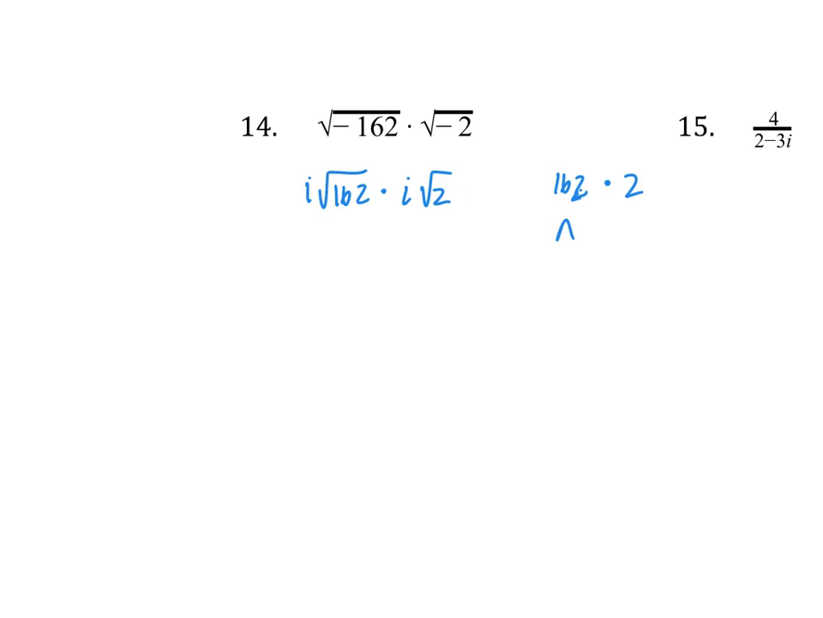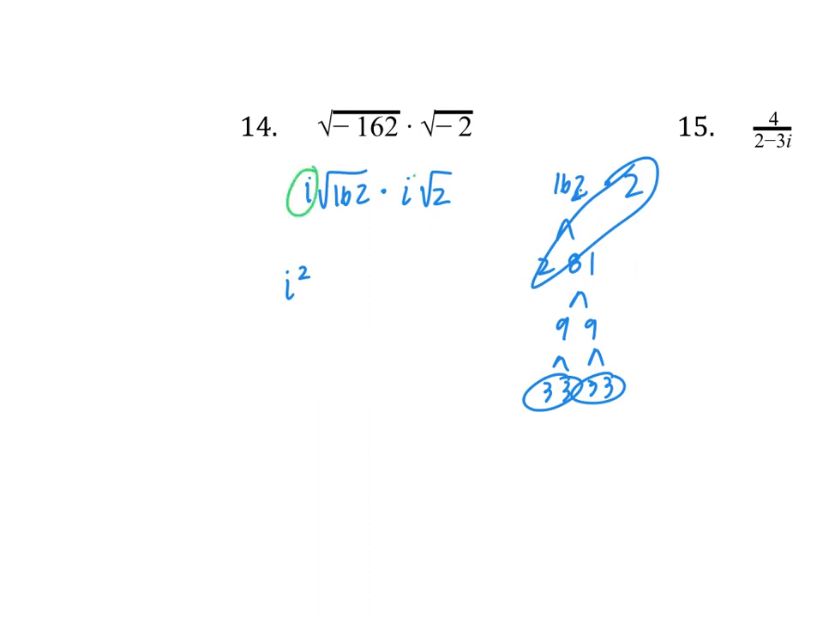So 162, I'm going to say 2 and 81. Then I know that's 9 and 9, 3 and 3, 3 and 3. Circle your pairs. And it also looks like I have a pair of 2s. Okay, so that's really nice. We have i times i, which is i squared. So we're multiplying these 2 right here, this i and this i.